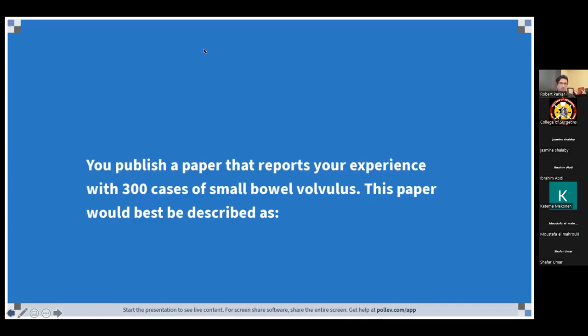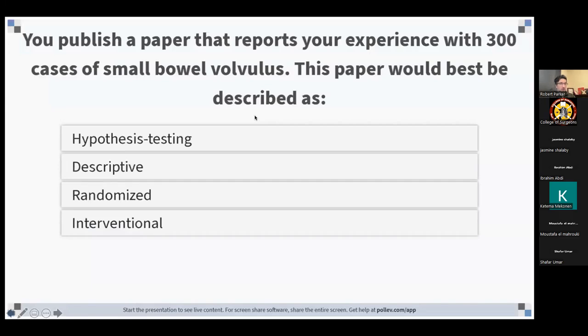All right, so possible answers: hypothesis testing, descriptive, randomized, interventional. All right, so you publish a paper that reports your experience with 300 cases of small bowel volvulus. This paper would best be described. Let's see, just a couple more seconds. Try to answer on your device if possible, so you can take the lead.